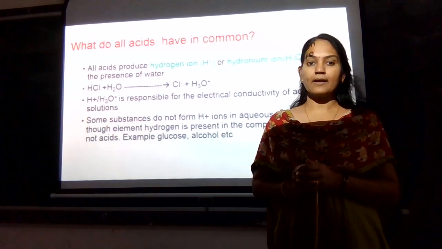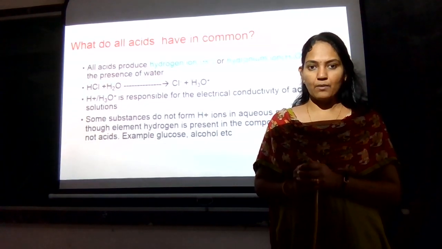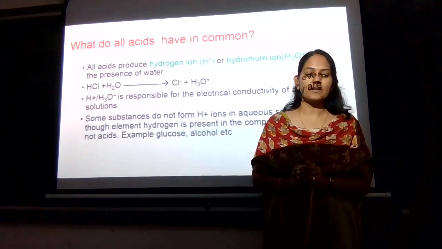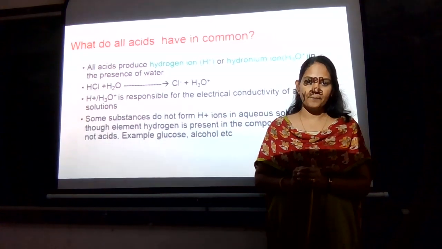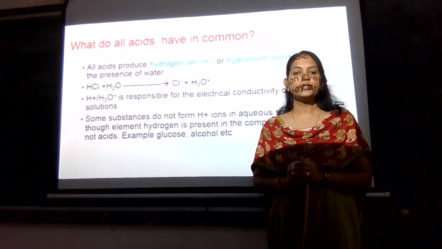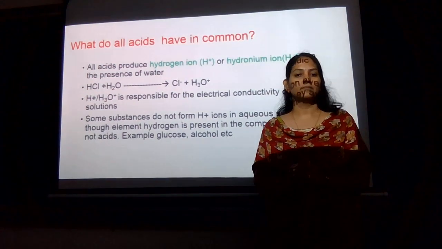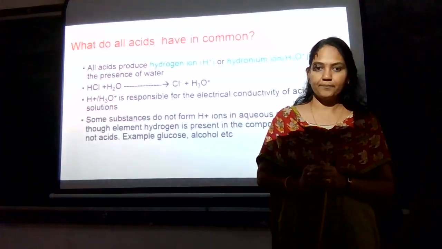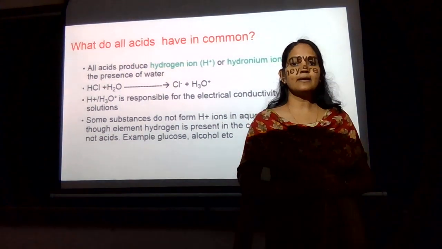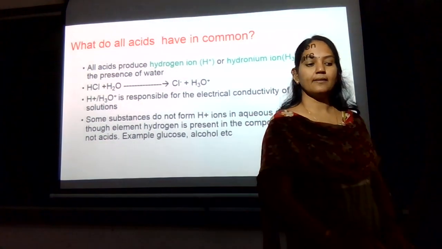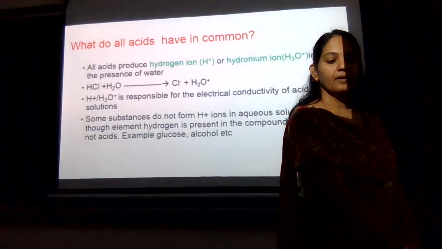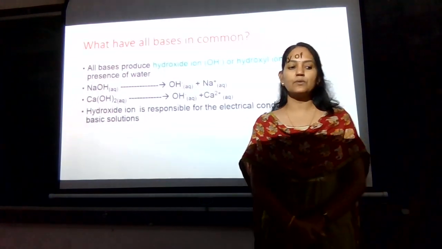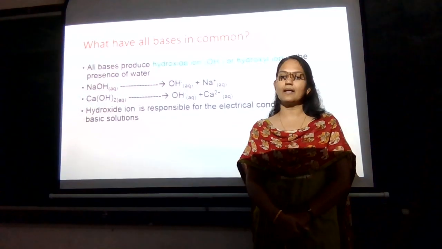Some substances like glucose, even though they have a large number of hydrogen atoms present, do not produce any H+ ions in aqueous solution. So they do not show any acidic behavior. They do not show any electrical conductivity. They do not turn blue litmus into red. Only those substances which can produce H+ ion in aqueous solution can be considered as acid.